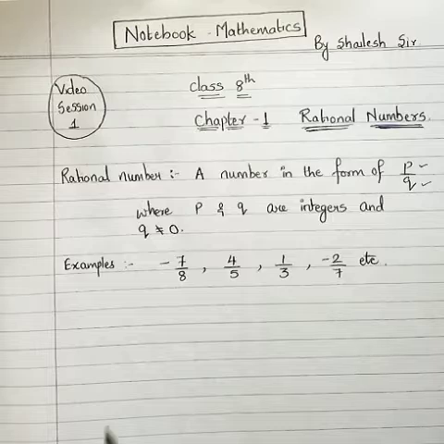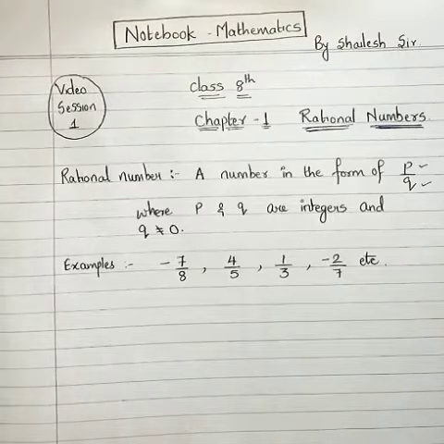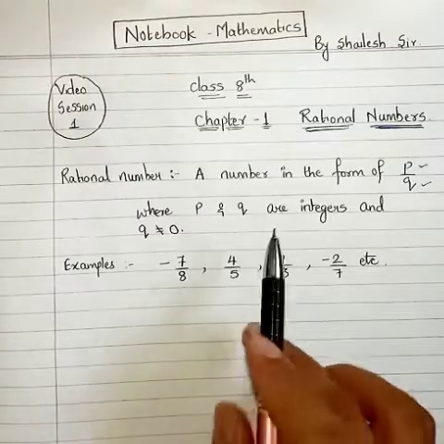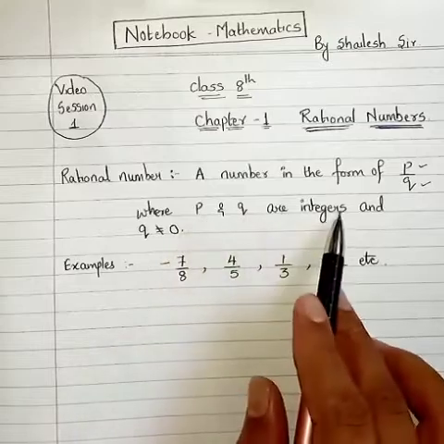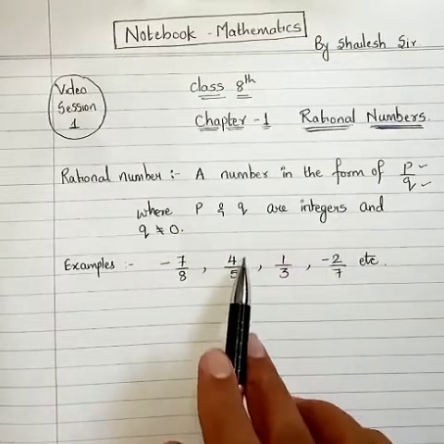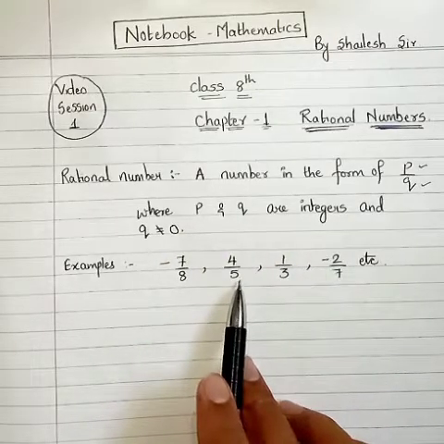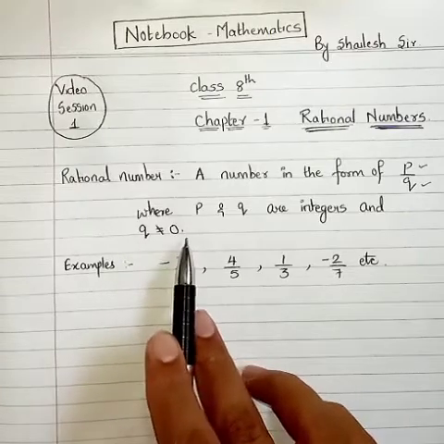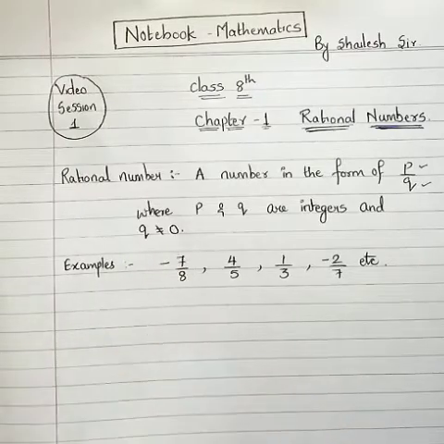There are so many rational numbers, right? So only two things we have to keep in mind, that both p and q should be integers. That means both numerator as well as denominator should be integers, and the denominator value should not be equal to 0, right?